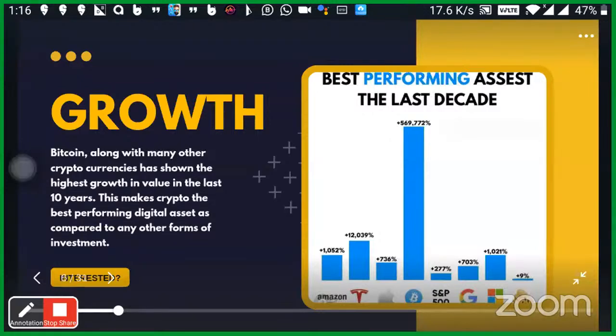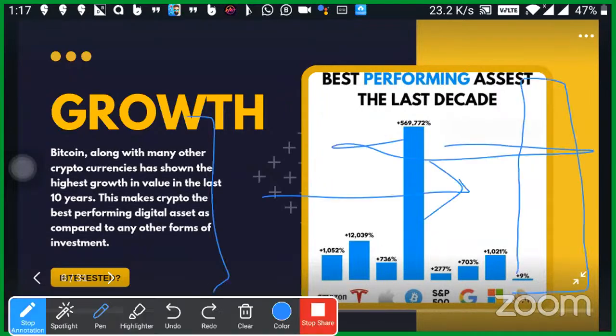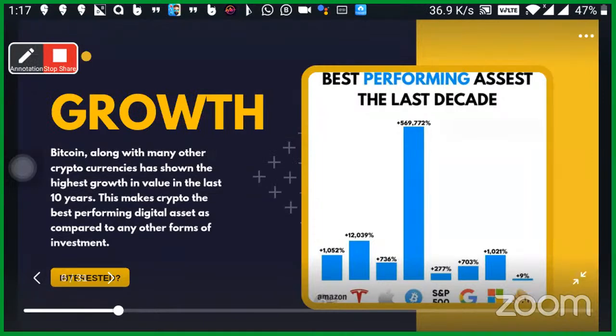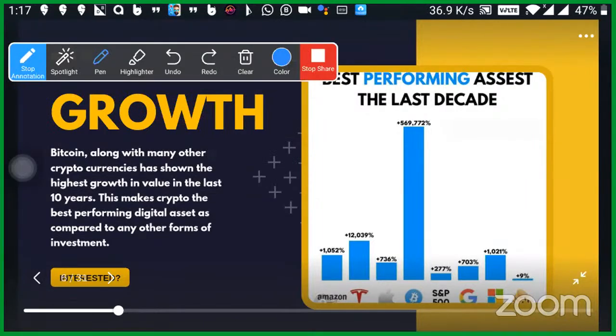I am comparing, you must know this fact, that I'm comparing with the most successful companies in the world, the most successful, the richest companies in the world, which we all know. So I'm comparing it, you can see here all the companies that I'm comparing it with. If you see here, the first company I'm comparing it with is Amazon.